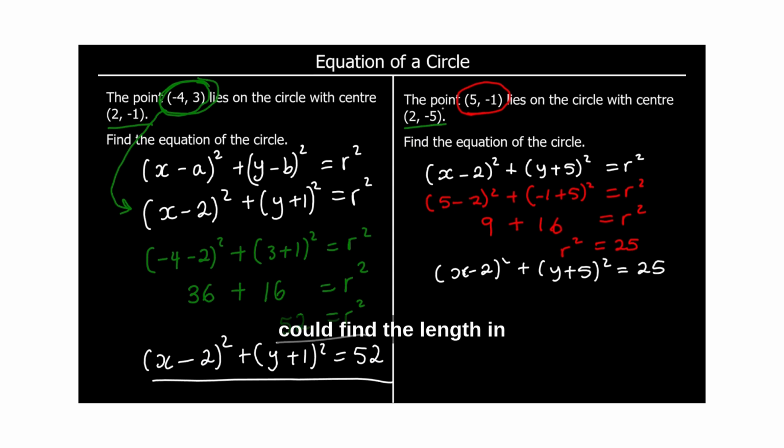Alternatively, I could find the length in between the center and the circumference, which is the radius. So from 2 to 5 is 3 spaces. From -5 to -1 is 4. And that will be the radius squared. So 9 plus 16, r squared is 25.